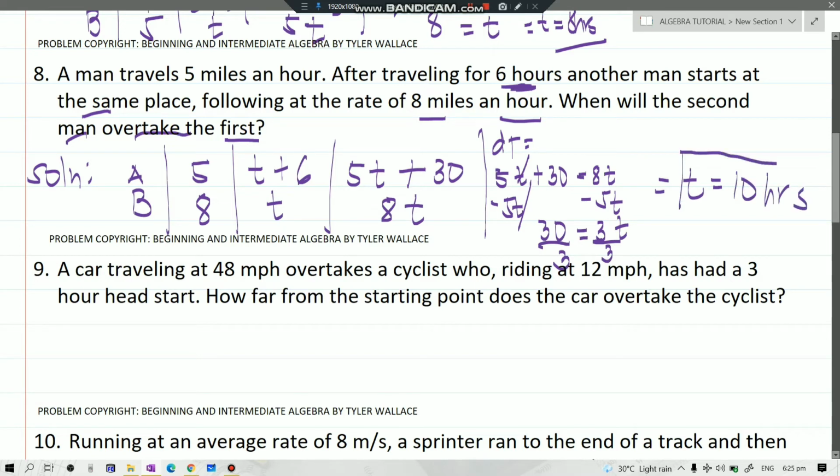So, after 10 hours, overtake na nung second man yung first. Okay, so ito yon T.